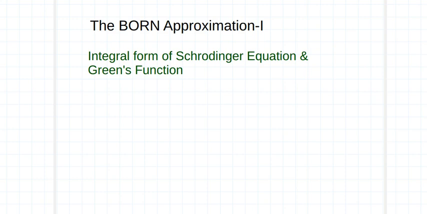So let us start with the integral form of Schrodinger wave equation. Let us try to derive it. So consider the time independent Schrodinger equation.